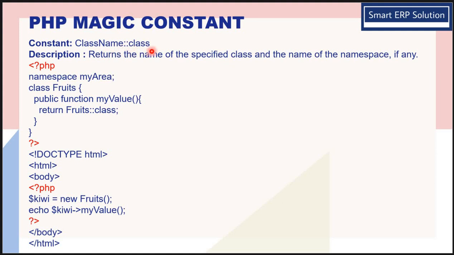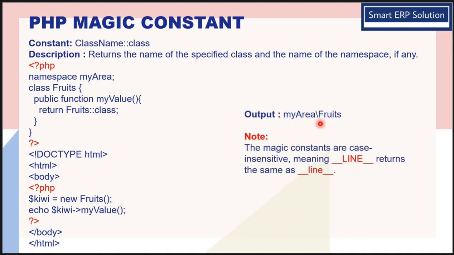ClassName::class returns the name of the specified class and the name of the namespace, if any. Namespace is myArea, then class name is Fruits, public function myValue is the function name, return Fruits::class. If we write this program, $qe equal to new Fruits, echo $qe myValue, the output will be myArea\Fruits. myArea is the name of the namespace and Fruits is the name of the class.